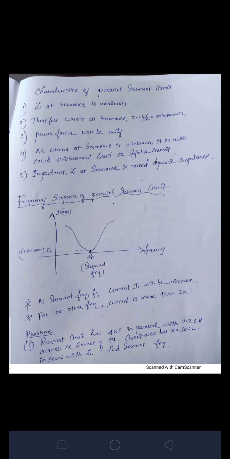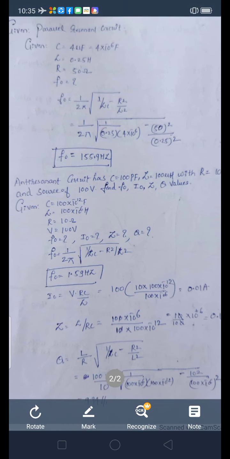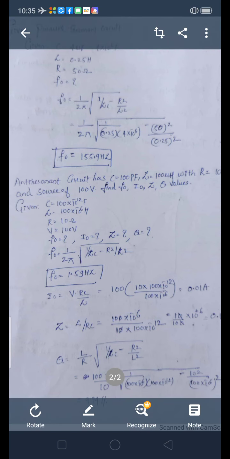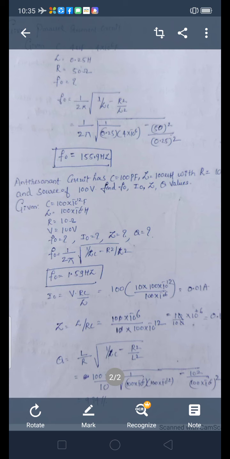Then find resonant frequency. So all parameters are given. What is the formula for finding the resonant frequency of parallel resonance circuit? It is this. In that, all values R, L, C are given. We'll just substitute and we'll get it. Without a unit, if you write F0 or resonant frequency, it will carry no weight. So please, while doing problems, do not forget to write the units after calculations.